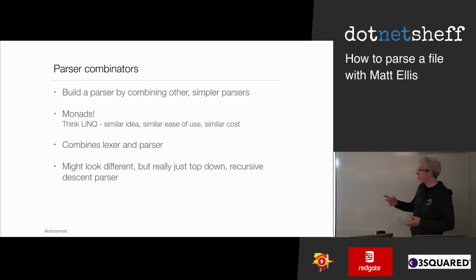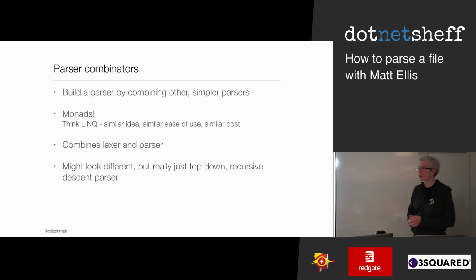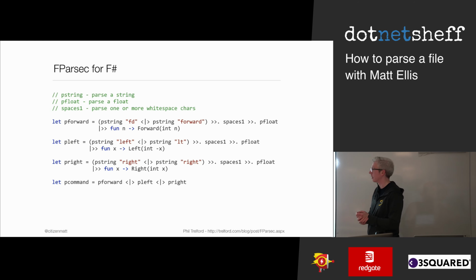An interesting thing is it combines the lexer and the parser together, because you can have a parser which matches to produce a single token. So you can actually build it up from there. You could have a parser which said, match me a string, match me a float, match me a whatever. And even though it looks a bit different, it's still just a top-down recursive descent parser.